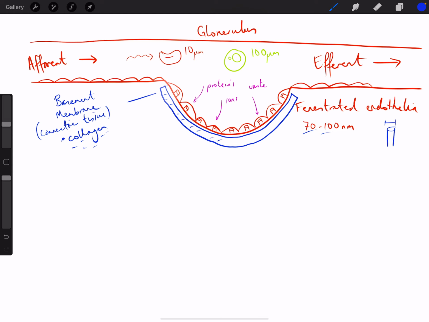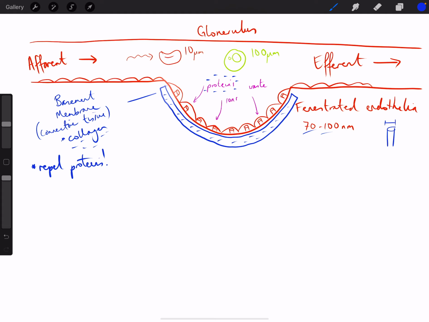Now, what do you know about proteins? What charge do they have? Proteins are negatively charged as well. So that means any proteins that get through the fenestrated endothelia are going to be repelled, because like charges repel each other. If that was a positive charge, then the proteins would be attracted to it, but it's not. So this basement membrane is important because its primary job is to repel proteins.